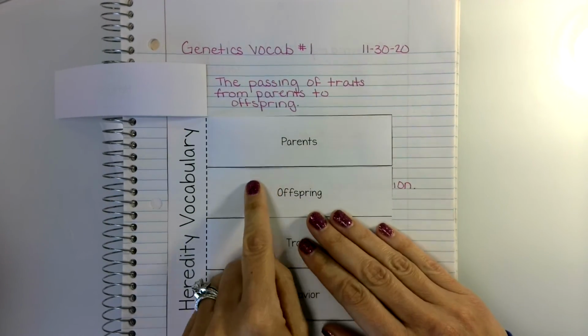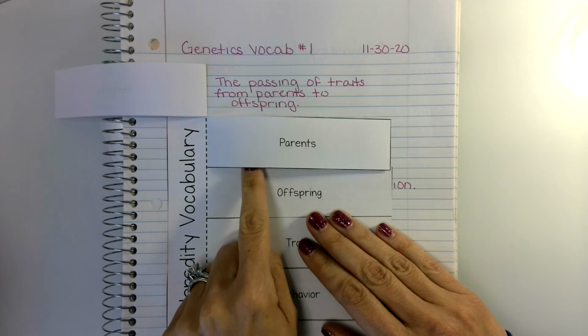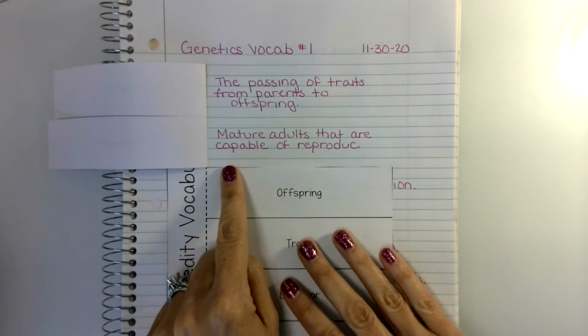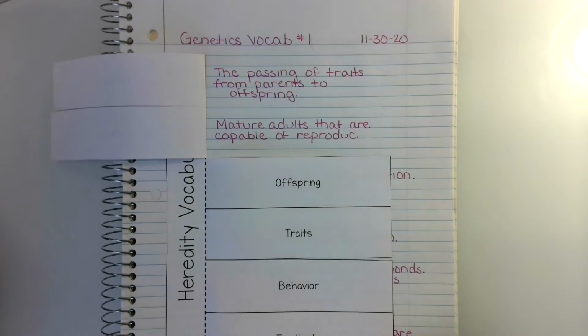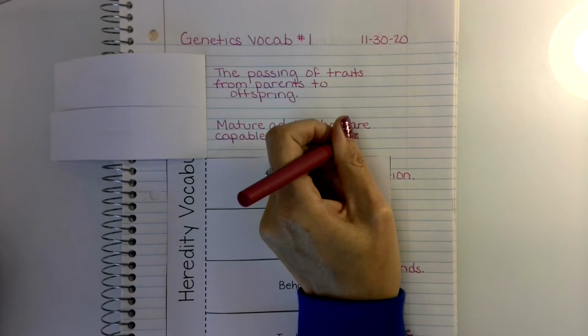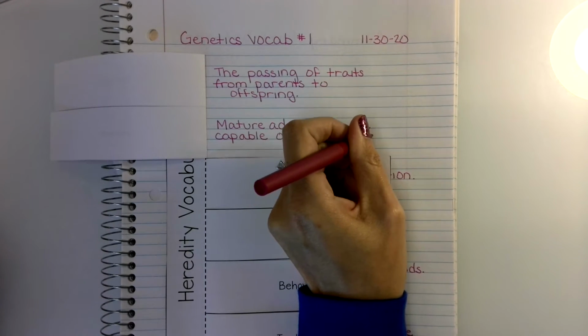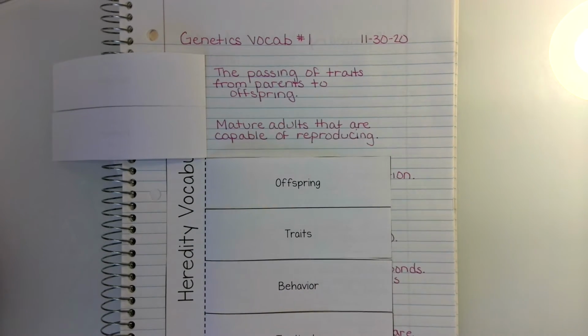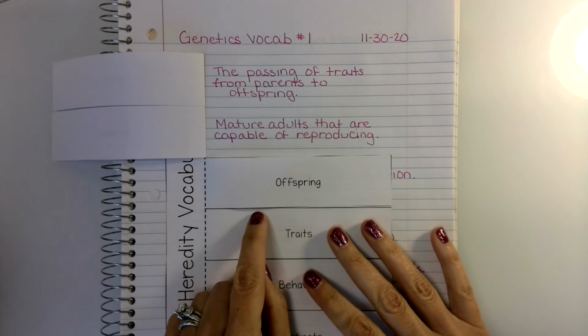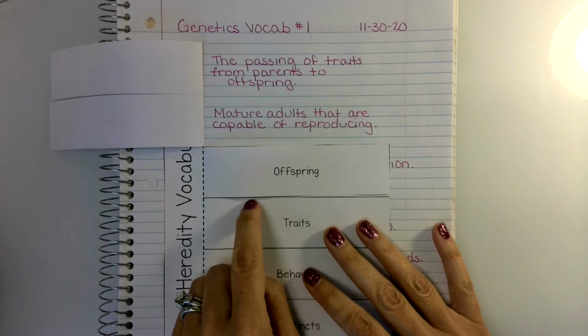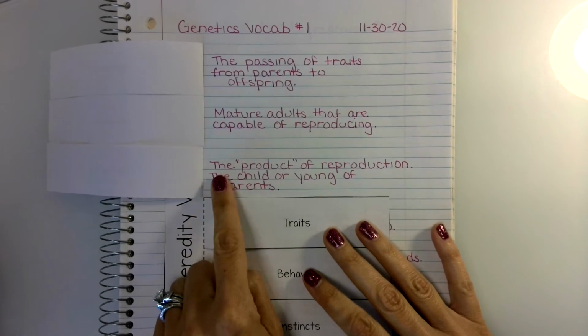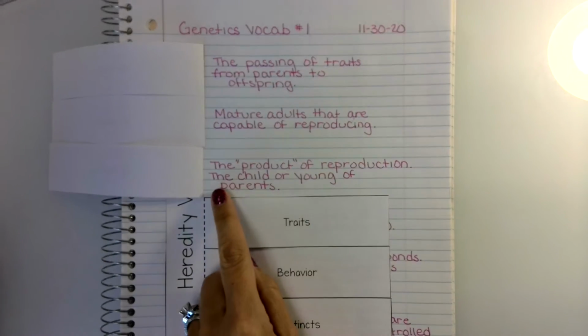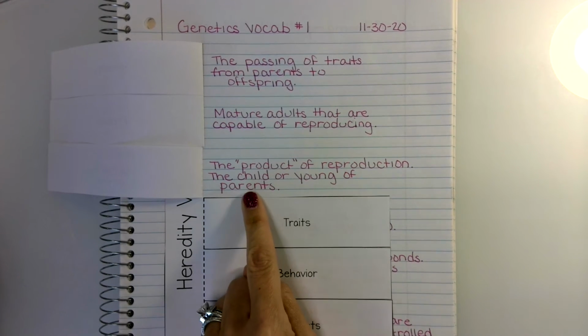Okay, then the next one is parents. Mature adults that are capable of reproducing. Forgot to finish my word. Then offspring. Offspring is the product of reproduction, the child or young of parents.